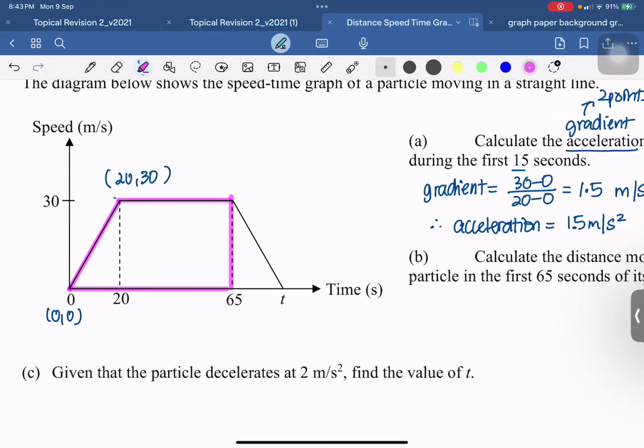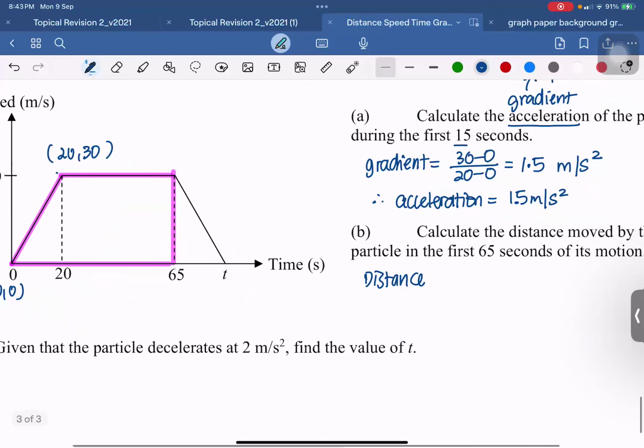Half (a plus b) h. Also can, or some of you prefer to find the area of triangle plus area of rectangle, can, no problem. Some of you will do the area of triangle. If I want to do the area of triangle, this one is half times 20 times 30. This one, area of rectangle, is 30 times this number. But if not, then I'll do the area of the trapezium, also can. Either you find triangle plus rectangle or you find the area of trapezium. So 45, 30 times 45.